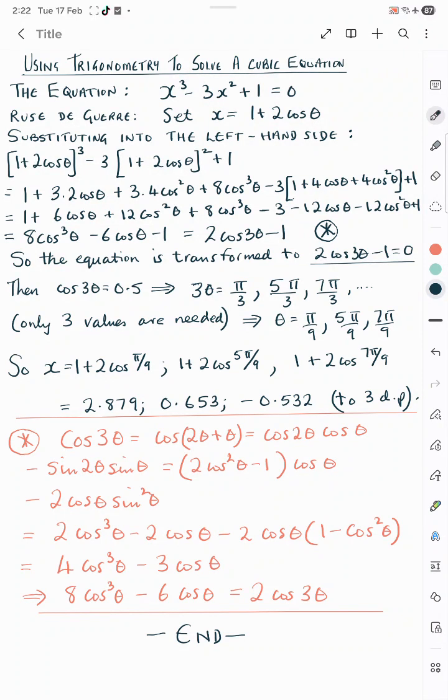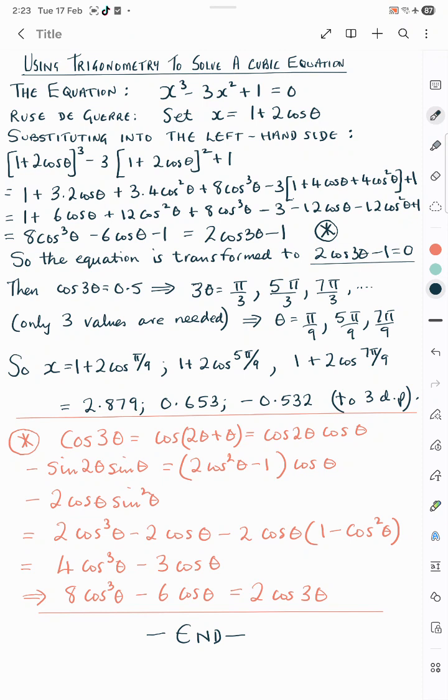Greetings. In this video, we're going to see how a cubic equation can be solved using trigonometry. Yes, you heard me right, solving a cubic equation using trigonometry. And the equation we want to solve is x cubed minus 3x squared plus 1 equals 0.